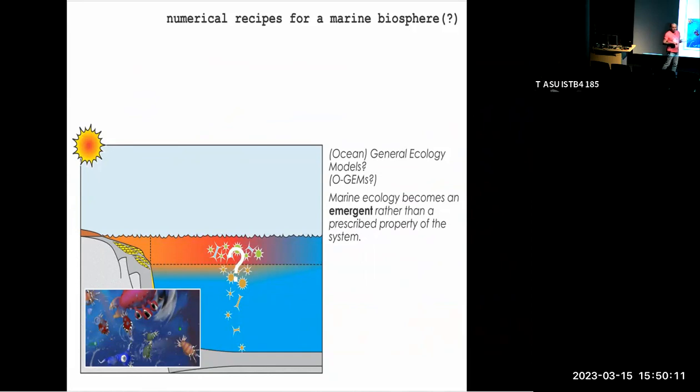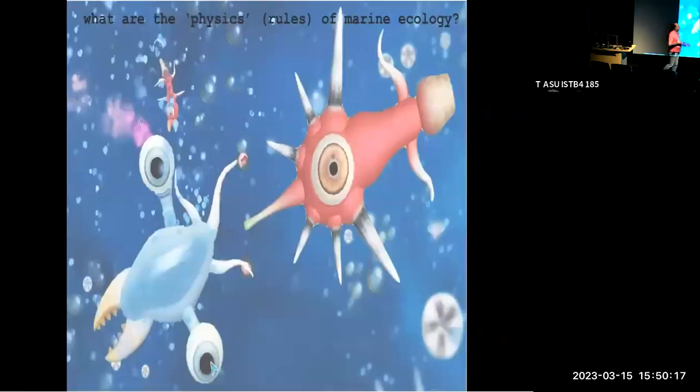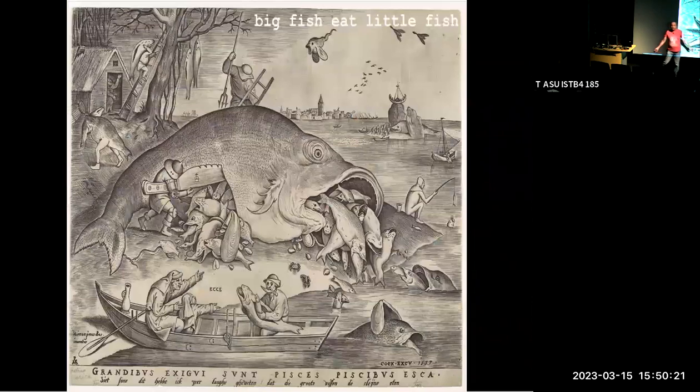So we need the equivalent of that physics model for the ocean. We need the physics of ecology and evolution. It's like, well, what the hell is that? So one thing, we need some rules. A simple rule is big fish eat little fish that eat even littler fish.